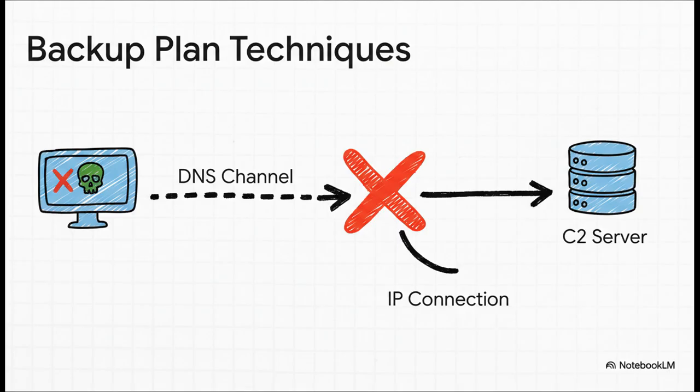The malware might try DNS first, but if that doesn't work, it can fall back to a more direct connection, like to a hard-coded IP address. Or it'll just use a hybrid model right from the start, using both DNS and direct connections to make sure that link to mission control is never, ever broken.